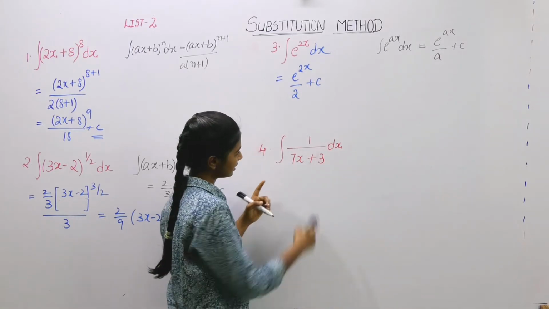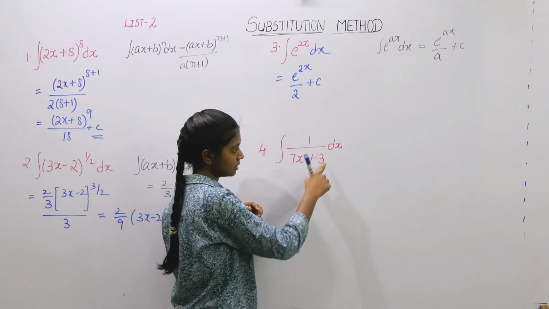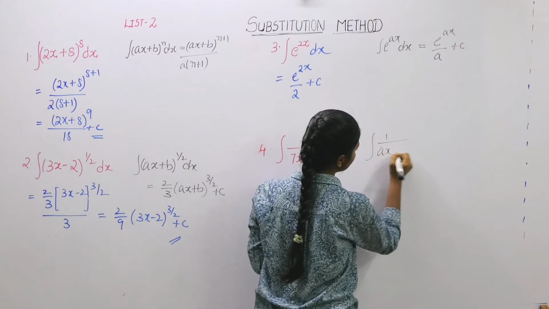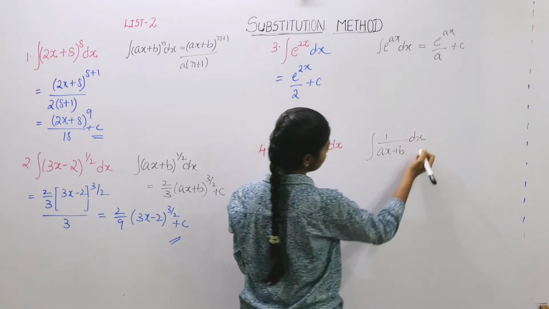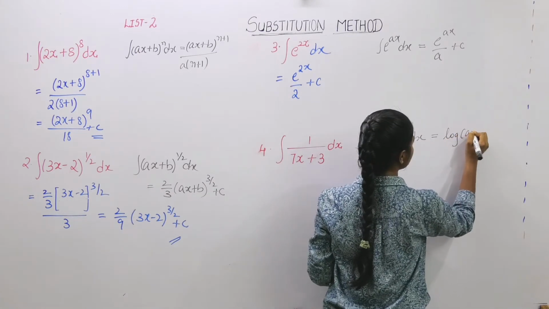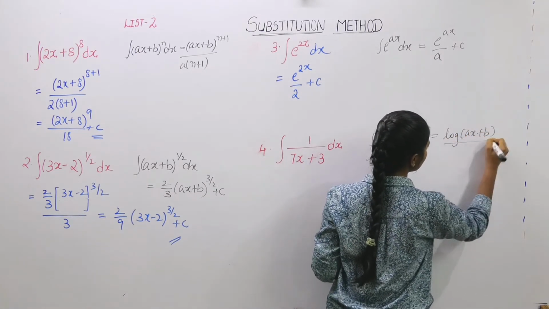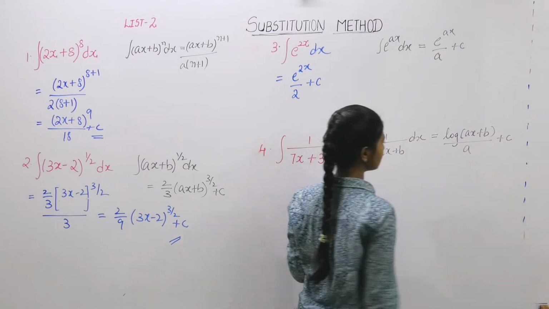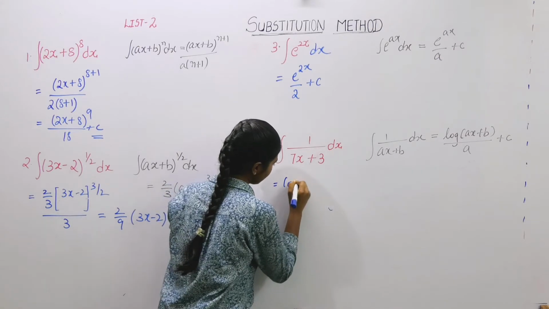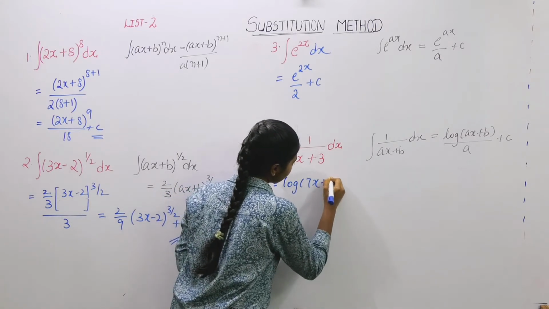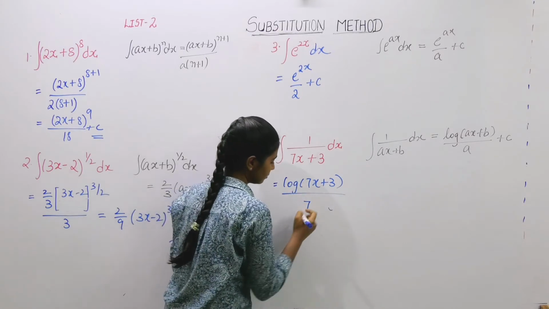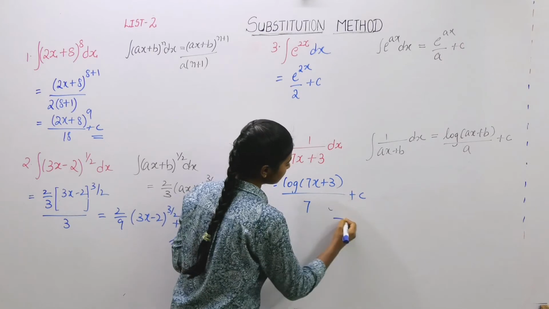Next, fourth one, integral 1 by (7x plus 3) dx. This is in the form of integral 1 by (ax plus b) dx. It is equal to log of (ax plus b) whole divided by a plus c. When we substitute the formula here, we get log of (7x plus 3) whole divided by, now what's the coefficient of x? It is 7. So write it in the denominator plus c. This is the final answer.